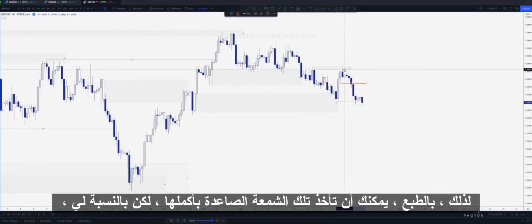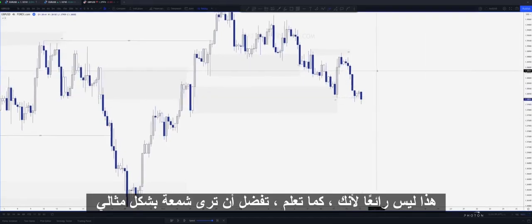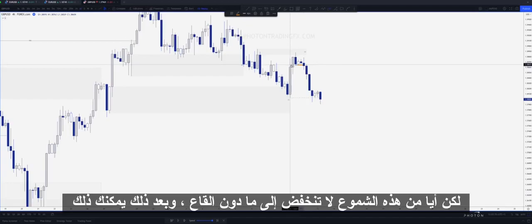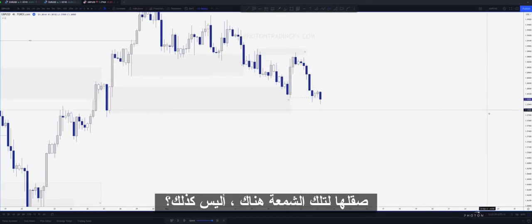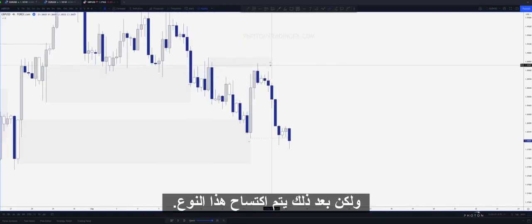Of course you could take that whole bullish candle, but for me that's not great because I ideally prefer to see a candle that closes below the low, right? Which we don't get. So then you can refine it to here, but none of those candles close below the low, and then you could refine it to that candle there, right? But then that candle gets swept.